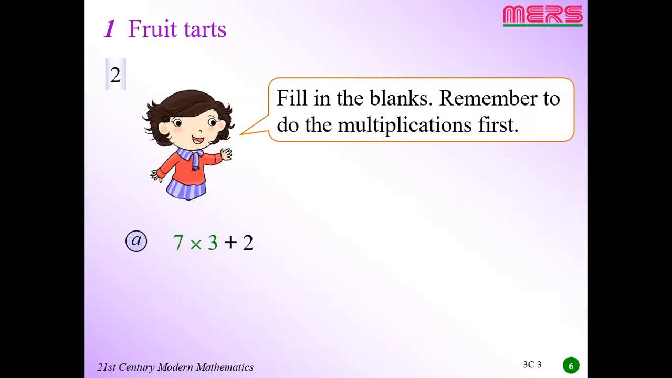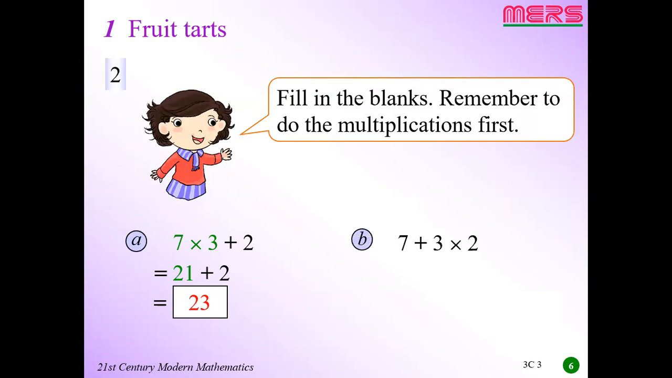Okay, this time you will have to do this by yourself. Fill in the blanks. Remember to do the multiplications first. Okay, question number 2A. 7 times 3, we will do this one first, and then plus 2. The answer will be 23. Okay, you may calculate with me together.